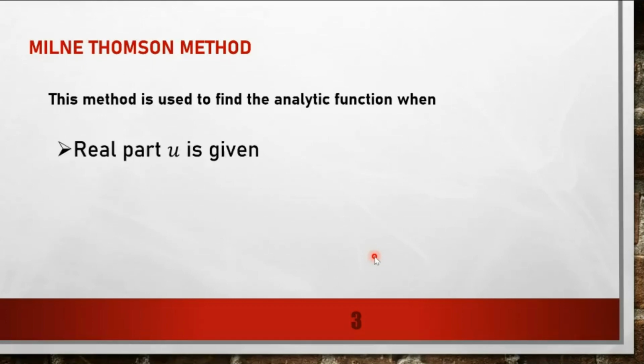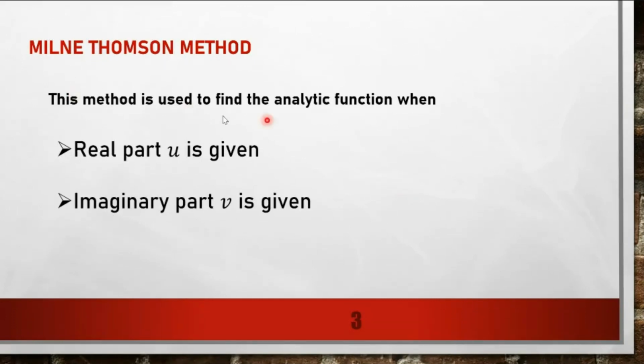The analytic function we denote by f of z, and f of z is always denoted by u plus iv, or w is equal to u plus iv. This method is used to find the analytic function when the real part of f of z, that is u, is given, or the imaginary part, that is v, is given, or we have u plus v or u minus v given.